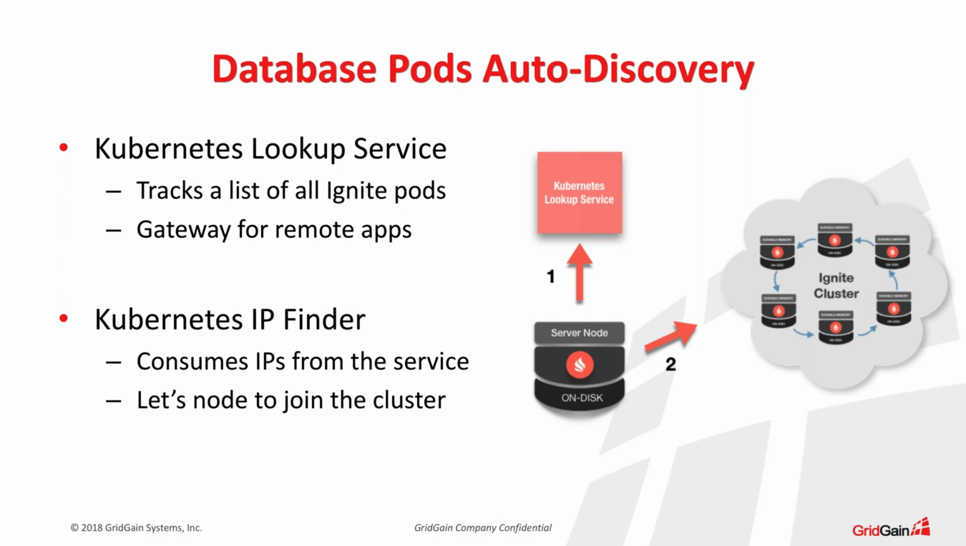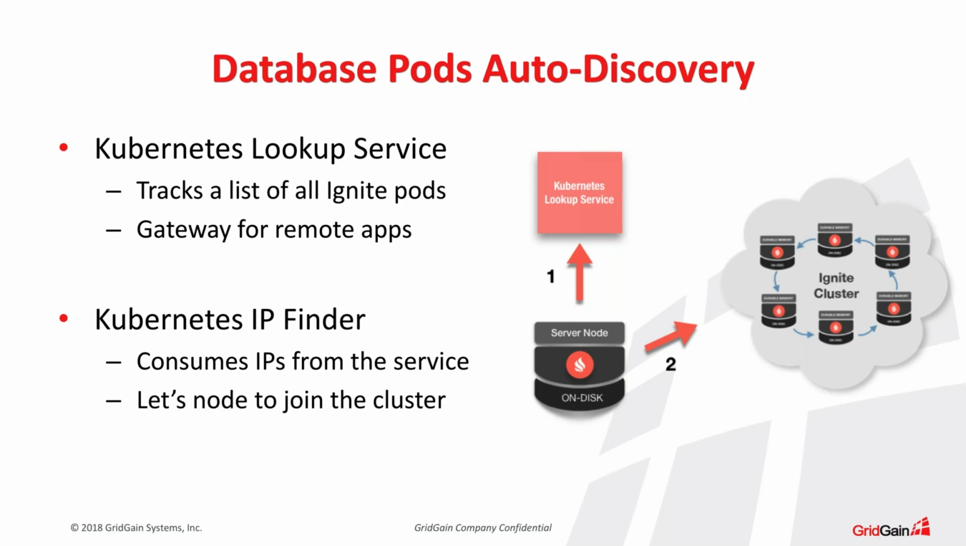So as it's shown on this picture, once Kubernetes starts another Ignite pod, this pod will connect to our Kubernetes service using the Kubernetes IP finder. The IP finder will retrieve all the IP addresses of existing cluster machines that are already running in our environment. And after that, the IP finder will pick a random IP of an existing cluster node and will connect to it. This way, the node will join the cluster of existing machines.